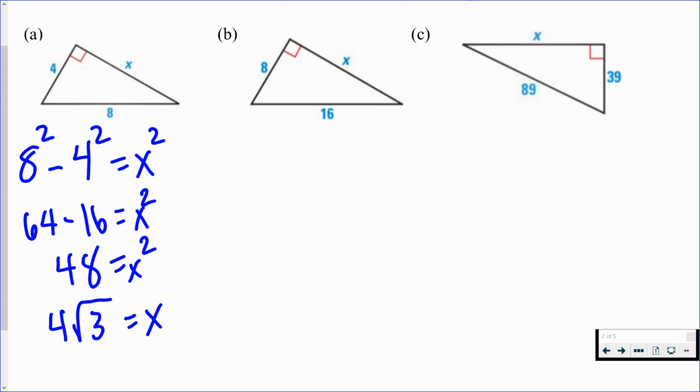So this one is not a triple because 4 square root of 3 has a radical. It's not a positive integer. All right, let's try the next one.